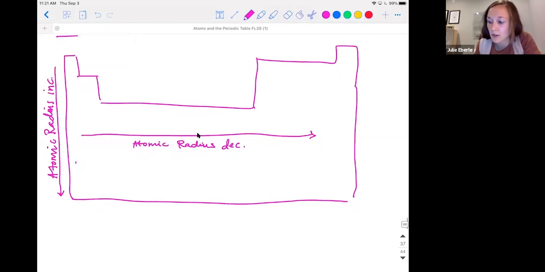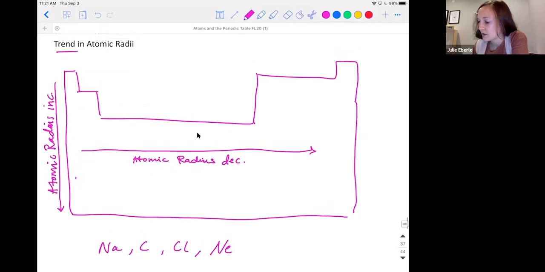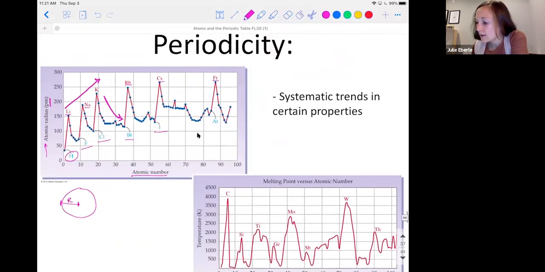How could I ask you a question on this? If I picked 4 elements, if I said, you know, sodium, carbon, chlorine, and I picked a noble gas, neon, and I said order them, put them in order of increasing or decreasing atomic radius. You should be able to do that by looking at a periodic table and knowing these trends. Okay? So know this trend for sure. So that is one type of periodicity on the periodic table, atomic radius.